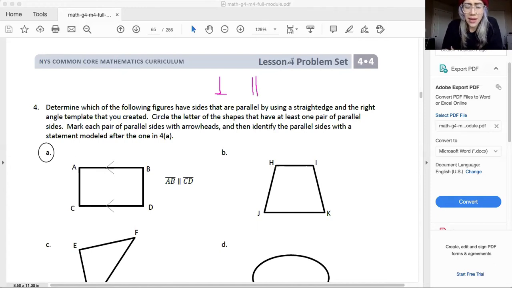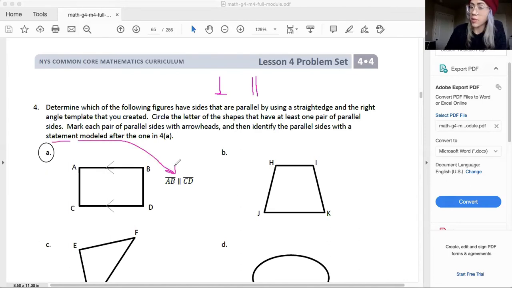Now, number 4 says, determine which of the following figures have sides that are parallel by using a straight edge, meaning a ruler or something like this, and the right angle template that you created. Now, if you go a few lessons back, you're going to see that there is a template that has a bunch of angles on it, and you're going to find the right angle template to help you. It says, circle the letter of the shapes that have at least one pair of parallel sides. Mark each pair of parallel sides with arrowheads, and then identify the parallel sides with a statement modeled after each one. Now, when it says statement, this is what the statement means right here.